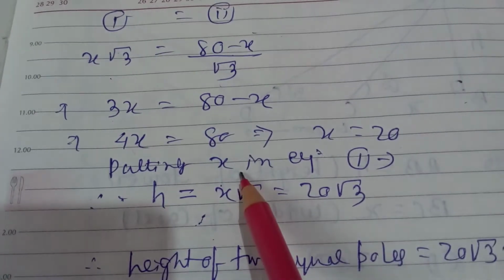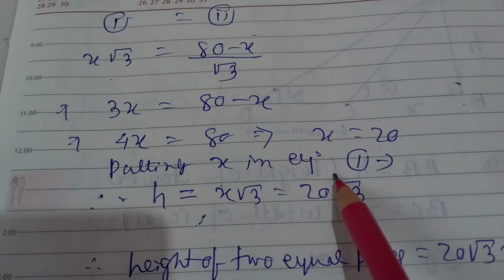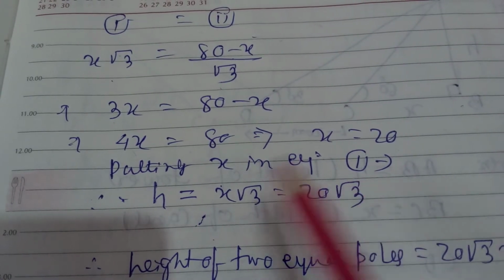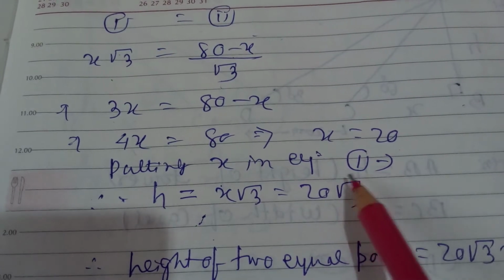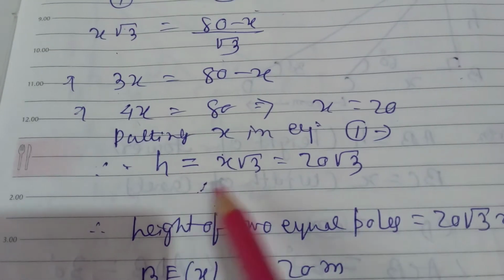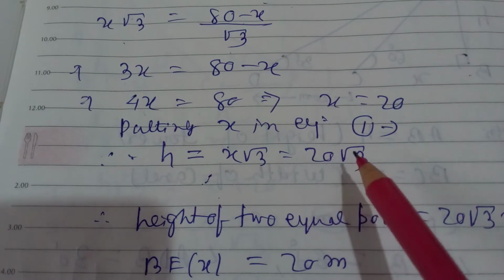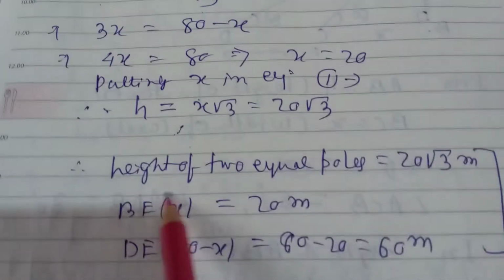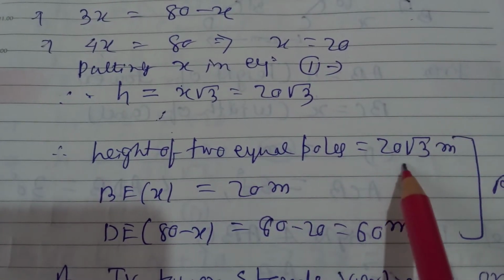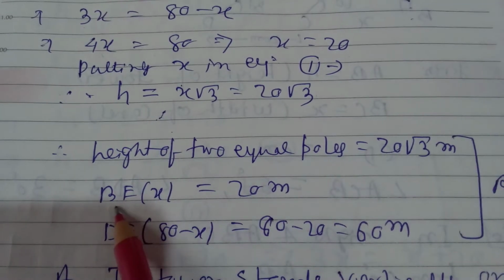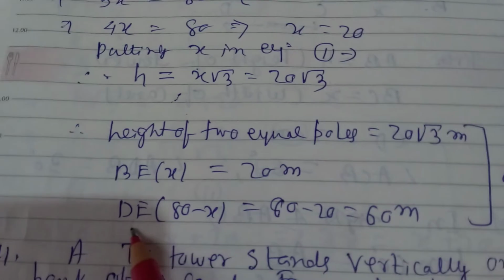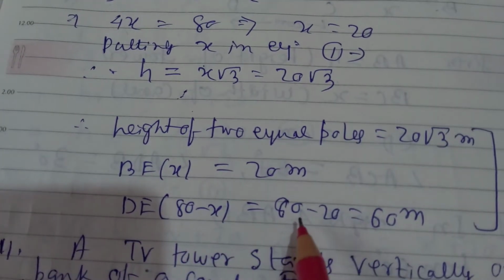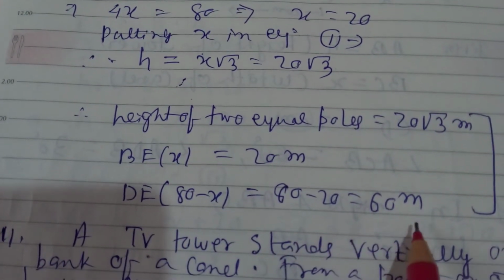So putting the value of X in either equation 1 or equation 2. So H equal to X root 3. I have put here the values in equation 1. So H equal to X root 3, that is 20 root 3. So the height of the two equal poles equal to 20 root 3 meter. BE, that is X, is 20 meter. DE, that is 80 minus X, equal to 80 minus 20, 60 meter.